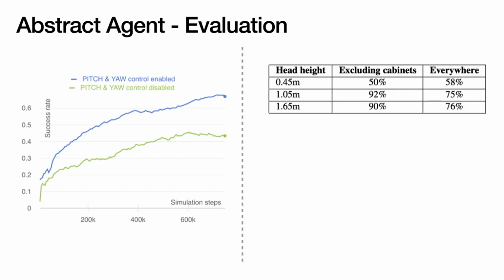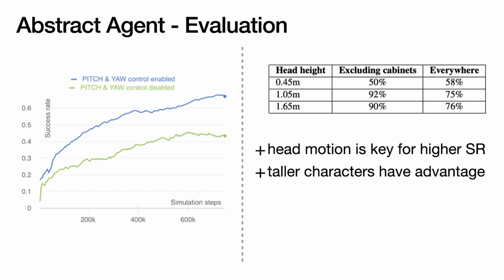The performance of the abstract agent, as we saw earlier, is on the left. We also evaluate different heights of the agents and report the performance for each height configuration in the table on the right. From the table, we can say that high camera locations give the agent a better view of the scene. It's harder for shorter characters to see the objects placed on surfaces above their height. And lastly, we should notice how short agents have a hard time finding the objects that are outside cabinets.